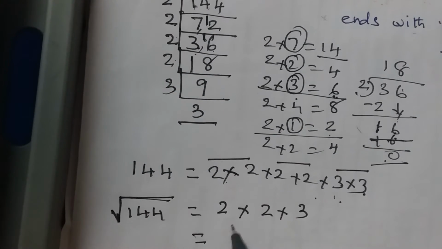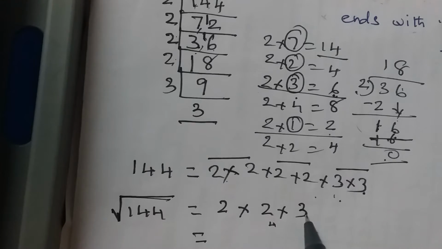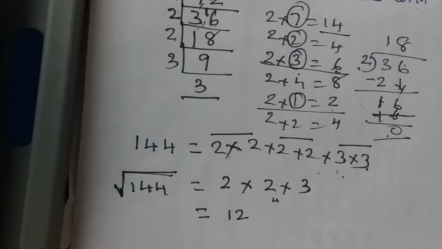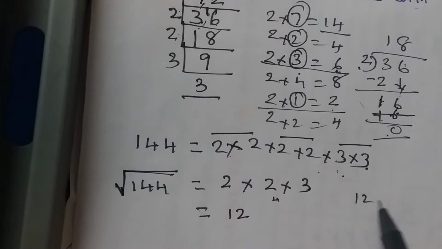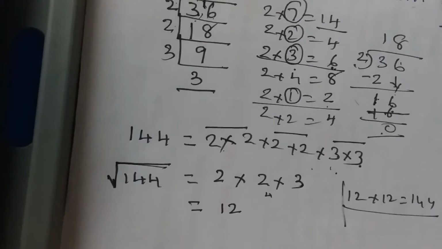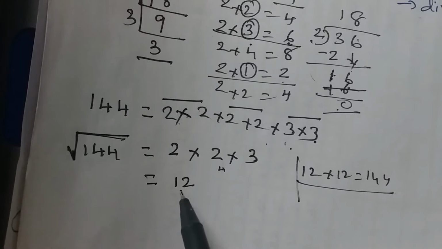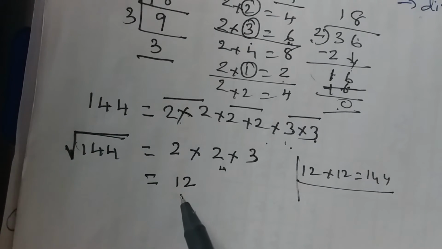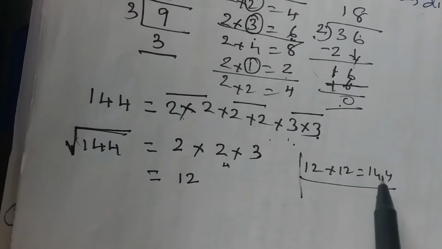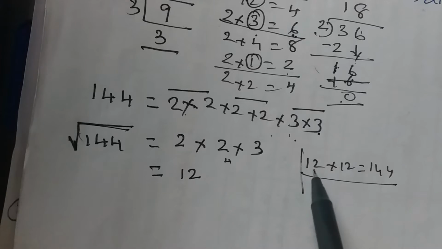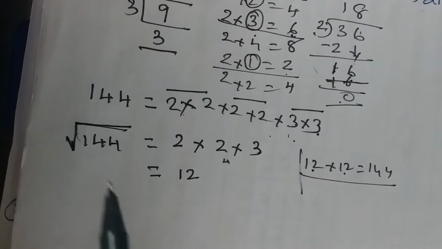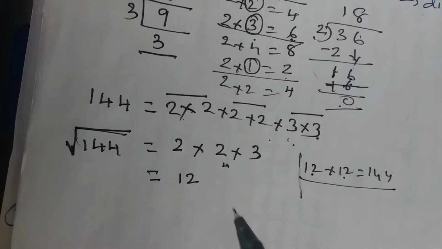Now multiply all this. 2 2s are 4 and 4 3s are 12, which is the square root of 144. And how to check this? When you multiply 12 into 12, you get 144. 12 12s are 144, so your square root is correct. Square root of 144 is 12 and square of 12 is 144. This final step is for checking whatever answer you are getting: you multiply that number by itself, then you should get the question back. So the square root of 144 is 12.